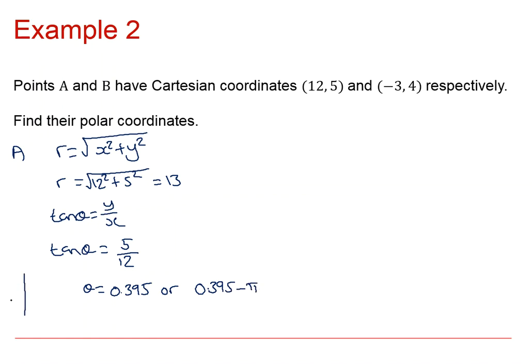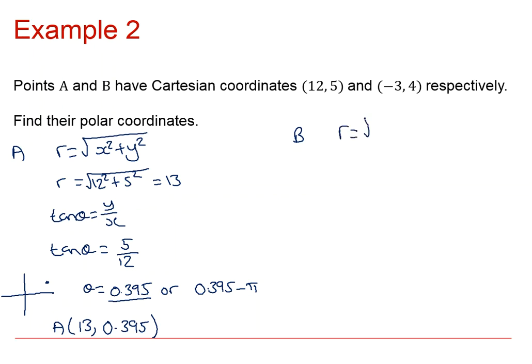Now if we draw a little sketch, we plot that point somewhere around there. We know that we're going to use this value of theta. So the point A has polar coordinates (13, 0.395 radians).